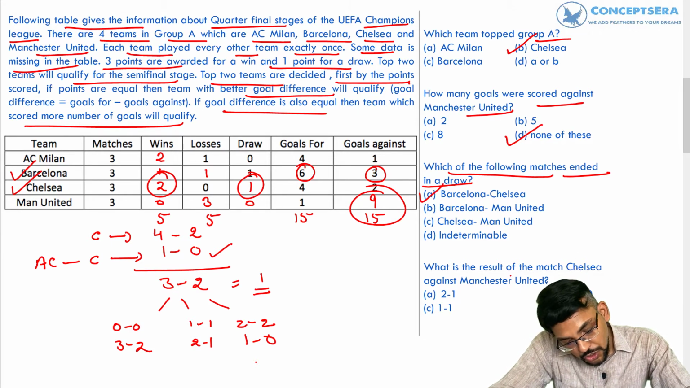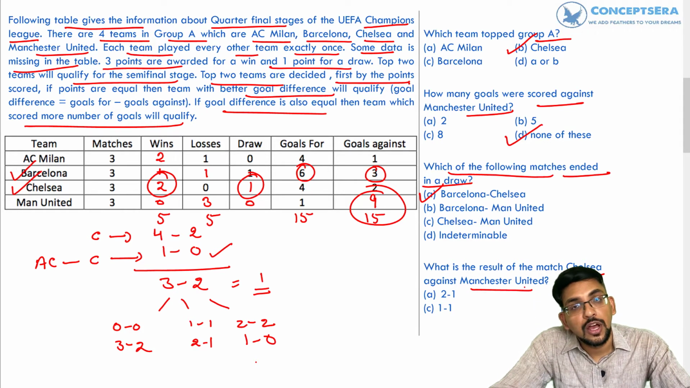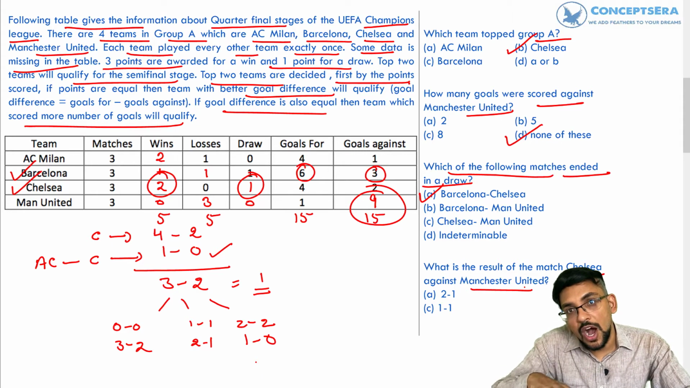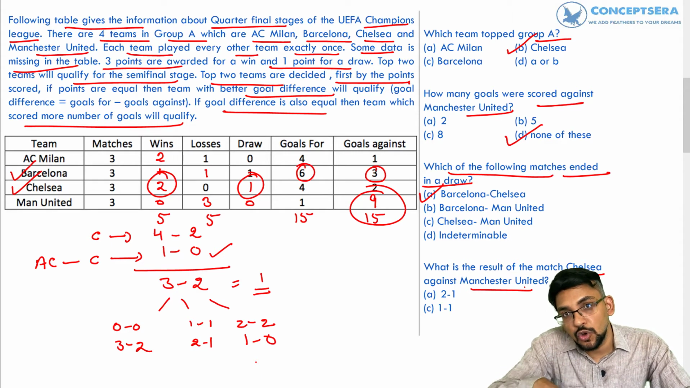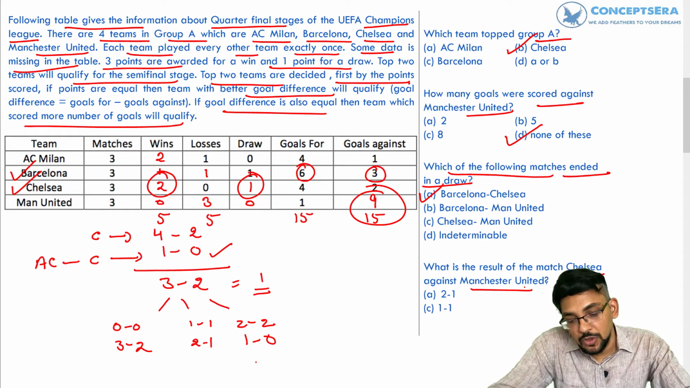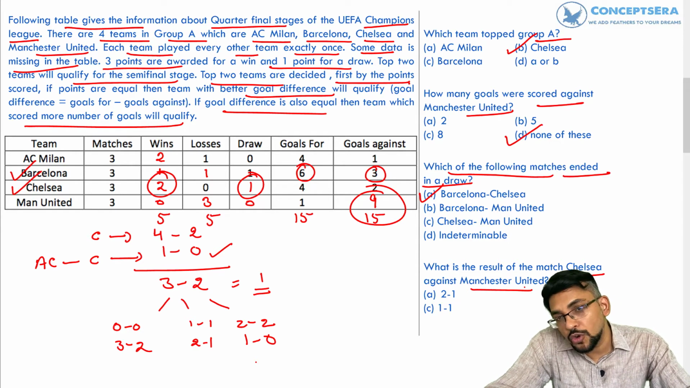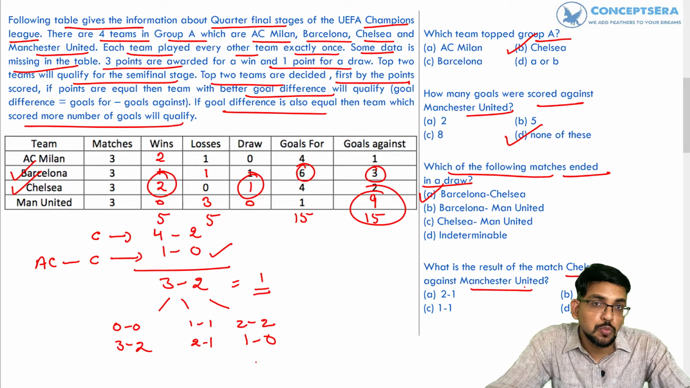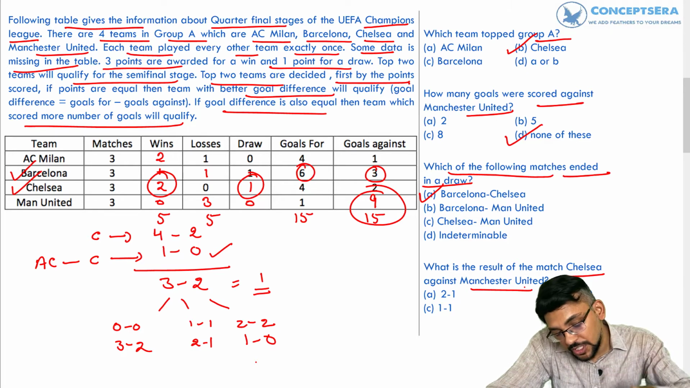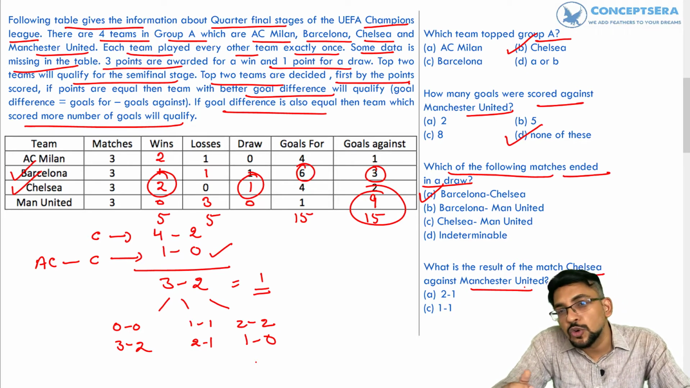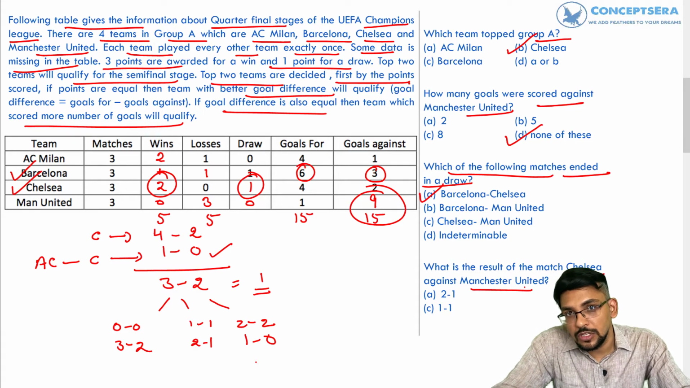Now if you look at the last question, what is the result of the match Chelsea against Man U? Here they are looking for the goal line. And finding out the goal line is definitely a cumbersome task. So if you are getting this particular caselet and you know that within 4 to 5 minutes you can answer 3 questions out of 4, I would recommend you move towards the next caselet, because this one question will take another 2 to 3 minutes and meanwhile you can solve one whole caselet in the same time.